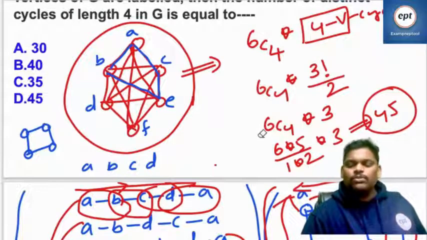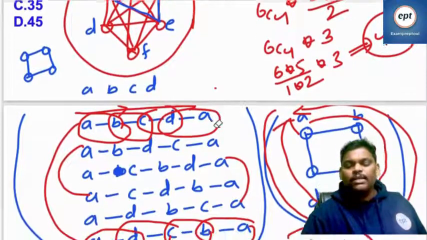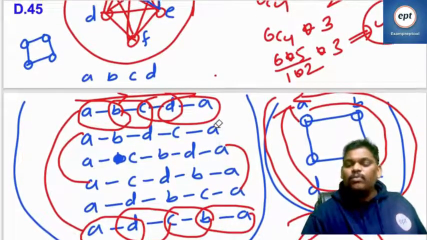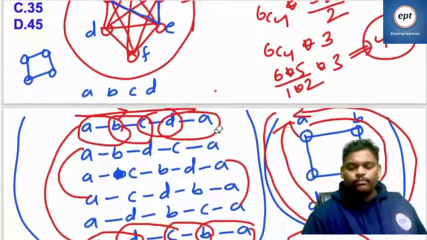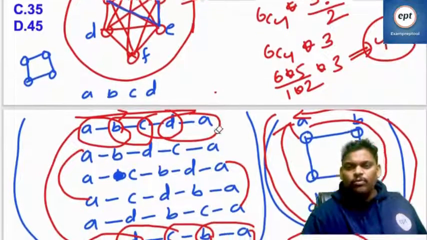Afterwards, now go to one vertex. So for 4 people, the 4 vertices, how many cycles are possible? (4 minus 1) factorial by 2, which goes to 6 by 2, that is 3. So 6C4 into 3, which is going to be 45.